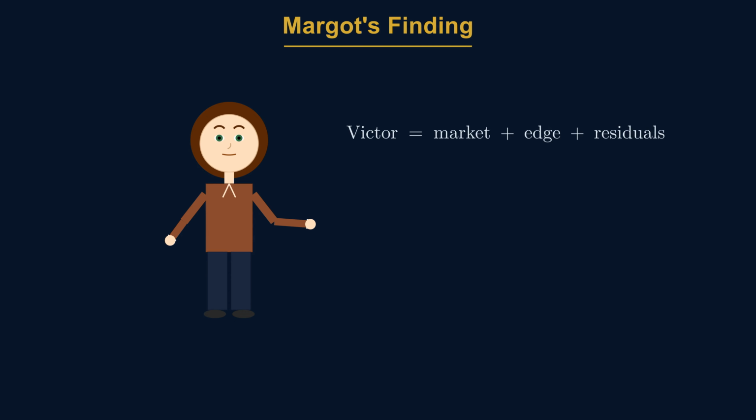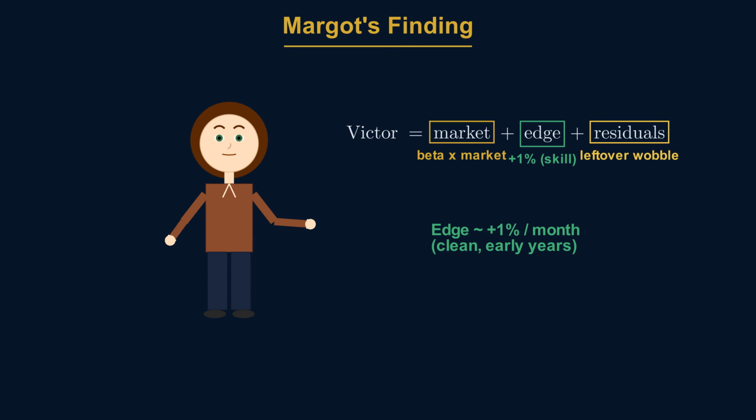Victor's return splits three ways now. First, there's the piece that's related to how exposed he was to the market. The second is the steady 1% that he ended up making due to his own skill. Then finally, there's the residuals, the leftover wobble that the line couldn't account for. The most interesting thing in these early years is that 1%. That's Victor's edge, and it's clean and repeatable every month in this early sample.